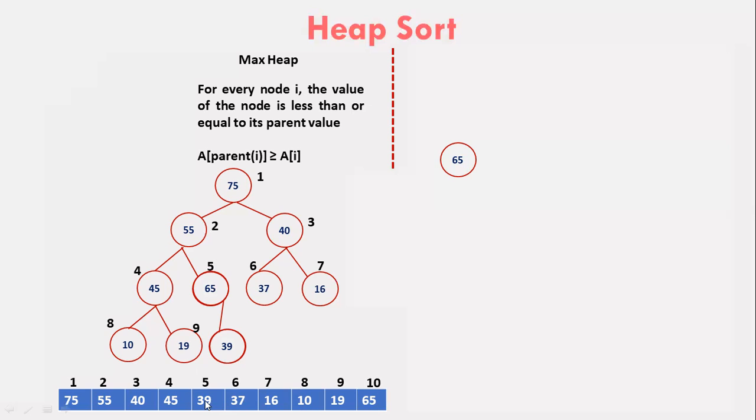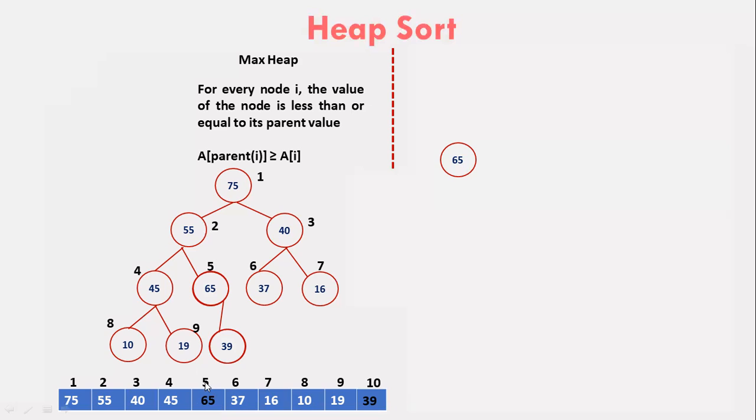Now 39 is clearly less than 65, which is not allowed here. So in the array, what we need to do is place 65 in this position and 39 in this particular position. So now 65 is here. It is not done even. We have to compare 65 with its parent. So what is the index of 65? It is 5. So my I value is 5.